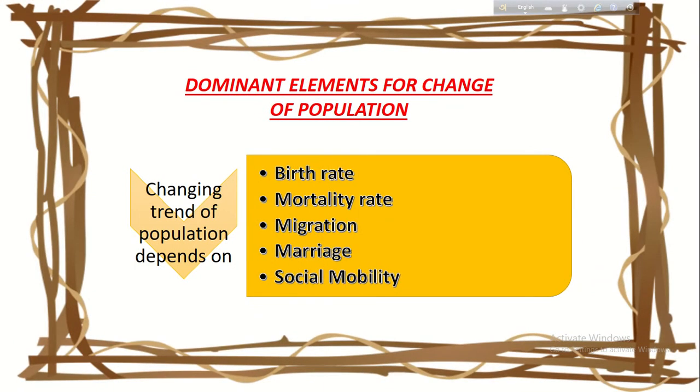Now, we will know the dominant factors for change of population. What are the dominant factors or elements for changing the population of our country? The 5 major factors are birth rate, mortality rate, migration, marriage, and social mobility. That means the population's ability to change is called the changeability of population, and this changeability depends on some chief factors. These 5 factors are known as the major elements for changing the population of a country.